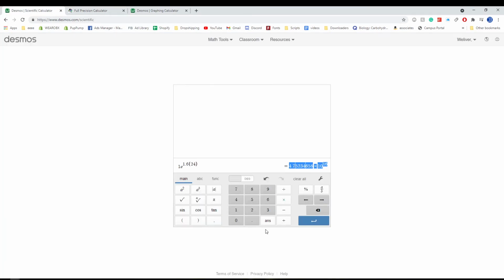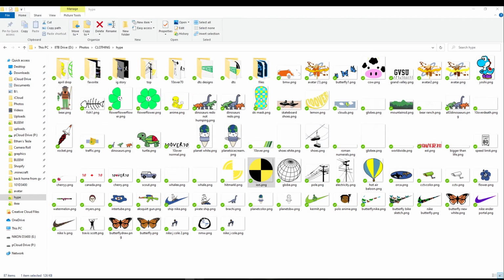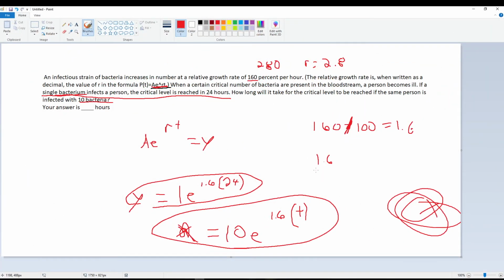So your answer is going to be 22.56. Let me type that in blue so you can see it. 22.56 is going to be your answer for this equation, and that should be in hours. So the amount of time it takes for the 10 bacteria to reach a critical level at this rate, mine's 160, is going to take you 22.56 hours.